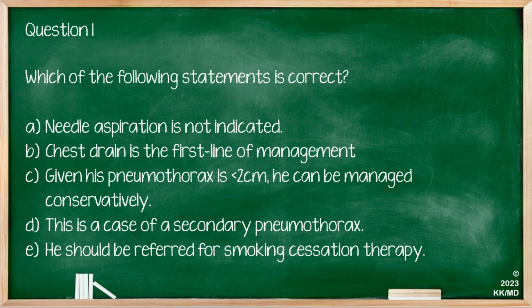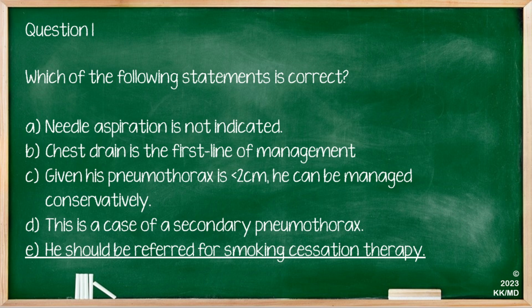So our options are: A, needle aspiration is not indicated; B, chest drain is the first line of management; C, given his pneumothorax is less than 2 centimetres, he can be managed conservatively; D, this is a case of a secondary pneumothorax; and E, he should be referred for smoking cessation therapy. So in this case, the correct answer is the last one, E. He should be referred for smoking cessation therapy, as this does increase his risk of having pneumothoraces, as well as, of course, other health problems.